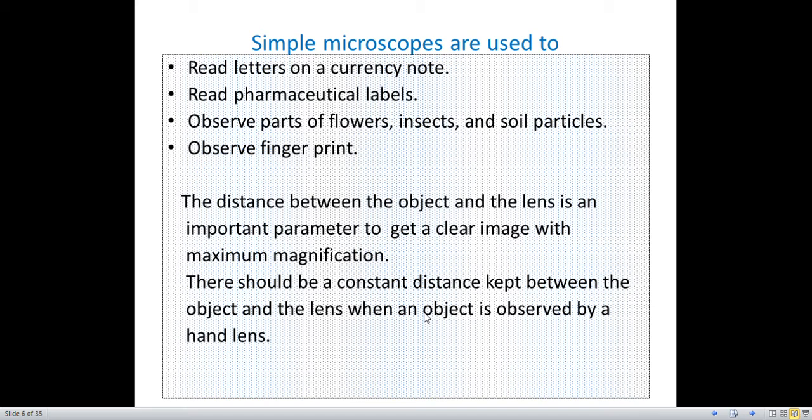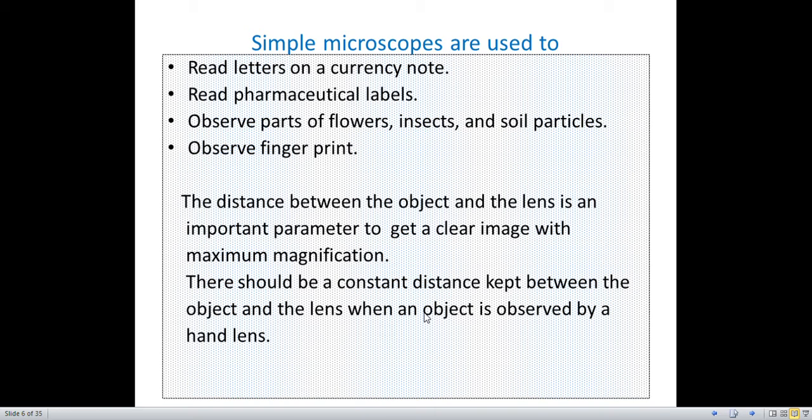You know what currency notes are? And to read pharmaceutical labels because the letters on pharmaceutical labels are very small. We cannot read them, so we can use a simple microscope to read those labels. And we use hand lenses to observe parts of flowers, insects and soil particles and also to observe fingerprints. So you can add some more instances where we use simple microscopes, the instances where we use hand lenses.